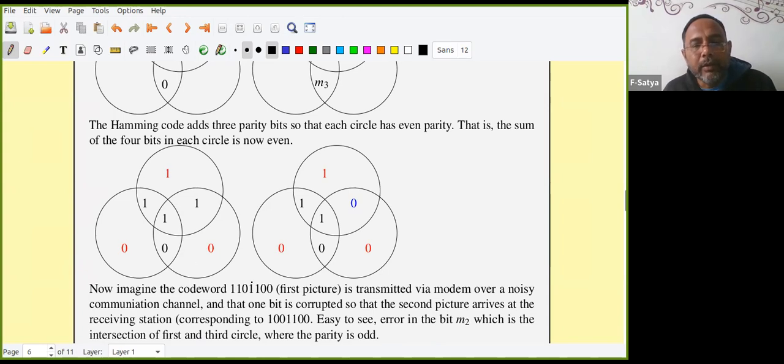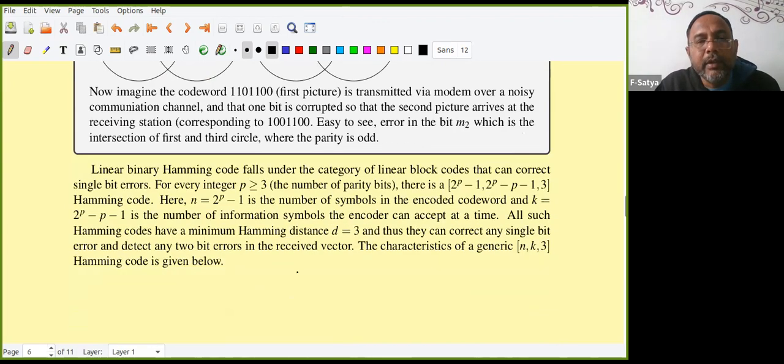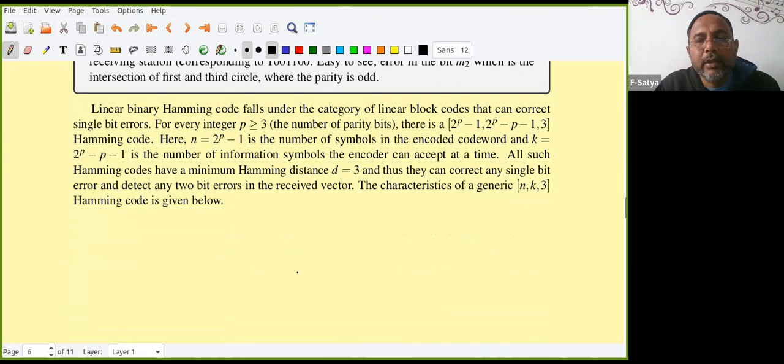We will do it in such a way that these are even. Now, if you send this code and there is a problem, then you can easily recognize it. You can see that this is odd and this is also odd. So that means I have to change this symbol. Now we can correct also. Only this symbol we need to correct. Not only detect, you can correct also. That is the advantage. You can check this carefully later. So this is called Hamming code.